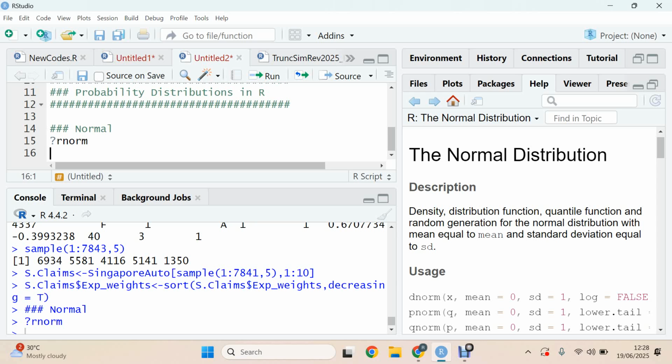What is the range of X, or the domain, I should say? Okay, positive. Now I want you to find the inverse of the cumulative distribution function. That is the quantile function.